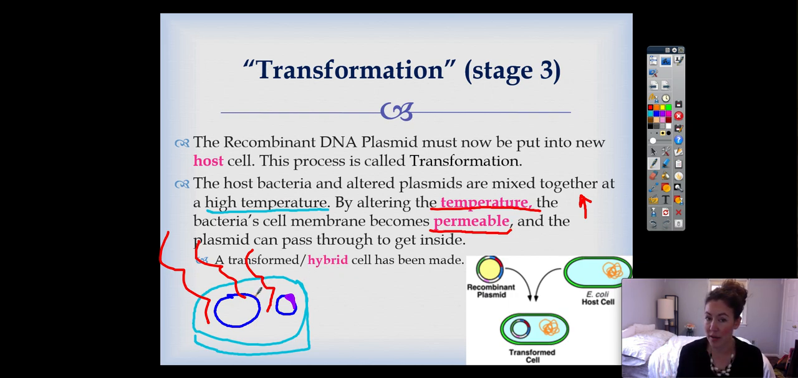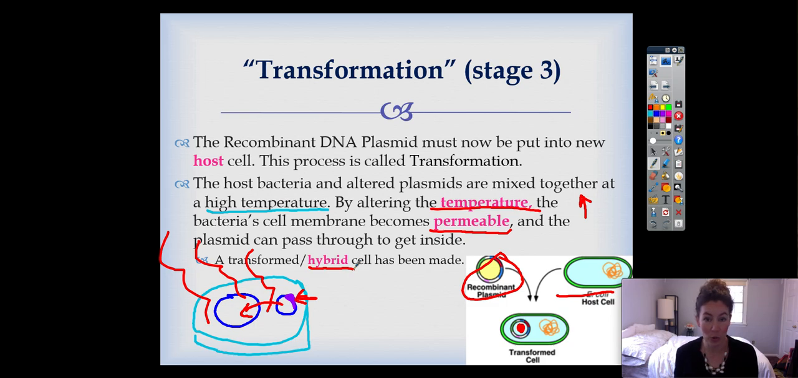So if that bacteria's membrane is permeable, it will allow things in and out because it is relaxed due to that high heat and that temperature increase. It means that the plasmid, this little plasmid, can make its way into the bacteria. It can permeate that membrane and get inside. Once that happens, like our picture over here, our recombinant plasmid goes inside our host bacteria, we now have a transformed cell or a hybrid cell.